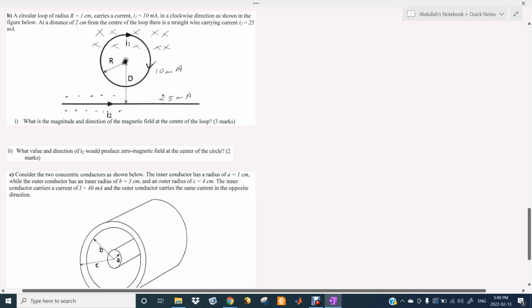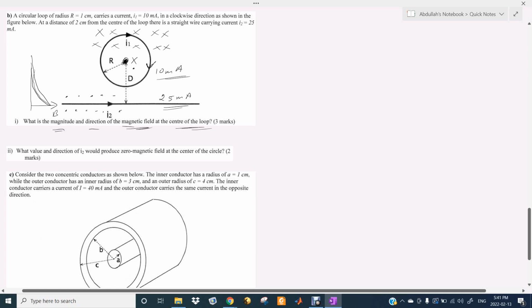Now, at this center, you have magnetic field going into the page because of this 10 milliampere, and magnetic field coming out of the page because of this 25 milliampere. But remember that the intensity of the magnetic field, if I say this is B, falls with distance. For both cases it has a distance dependence. It's not fixed. So the first question asks what is the magnitude and direction of the magnetic field at the center of the loop.